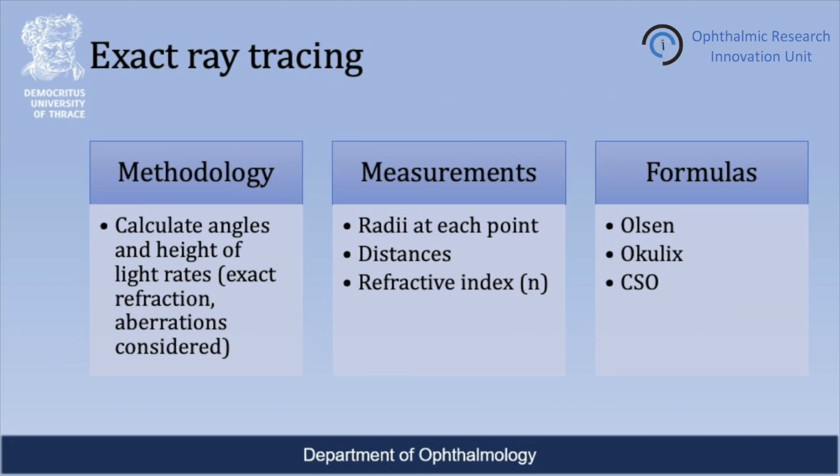Exact ray tracing formulas are based on the calculation of the angles and height of light rays. The difference from the other formulas is that this category is based on the exact refraction and considers the aberrations. The intraocular lens power calculation through these formulas requires the calculation of the radii of corneal curvature at each point, the refractive index, and the distances between the ocular tissues. The most used exact ray tracing formulas are the Olsen, Okulix, and CSO.